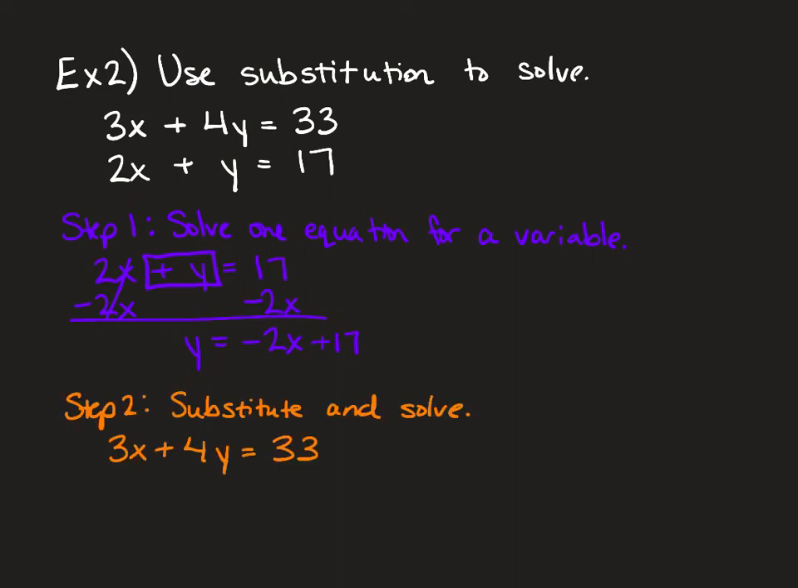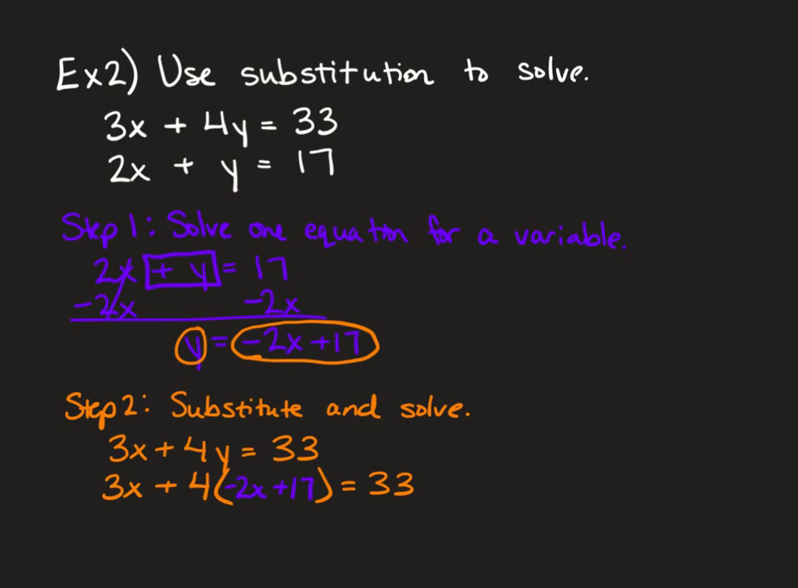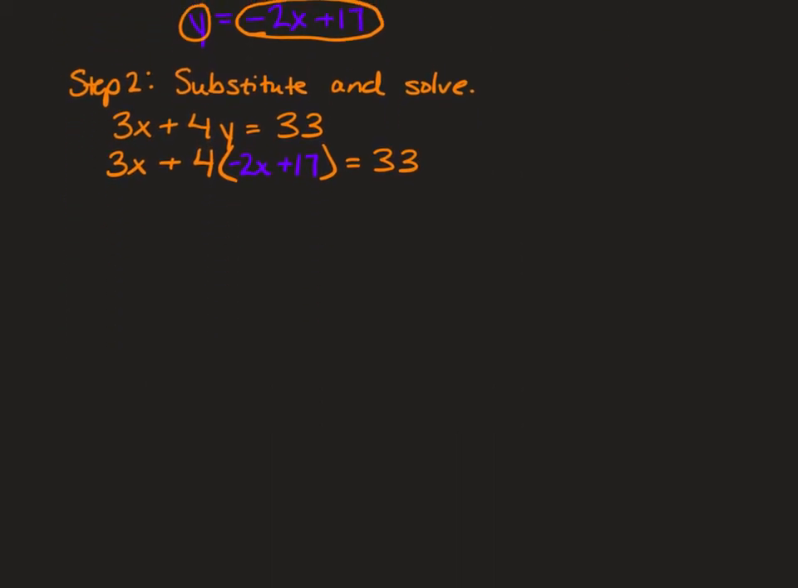The second step was to substitute the expression into the other equation and solve. So we've got y equal negative 2x plus 17, and we are choosing the other equation, 3x plus 4y equals 33. And I write everything down, but when I get to y, I'm just going to plug in negative 2x plus 17. So I'm substituting that value. That's the substitution method. And then I'm just solving. So I'm going to go through and I'm going to simplify and then solve.